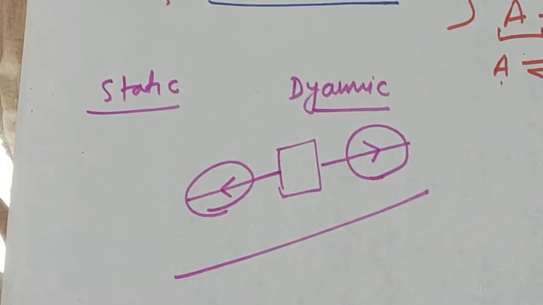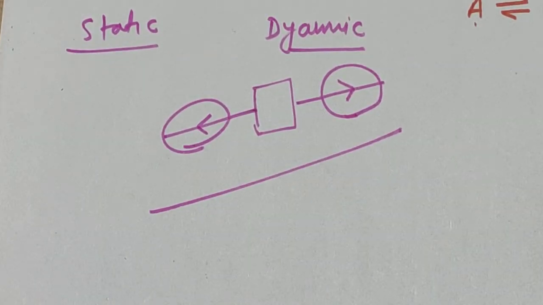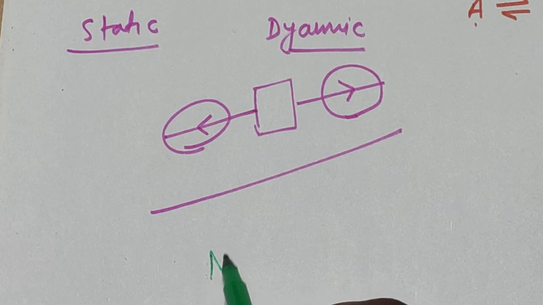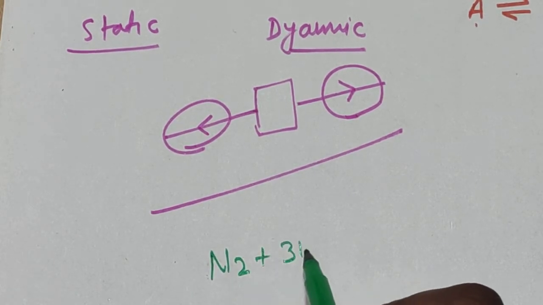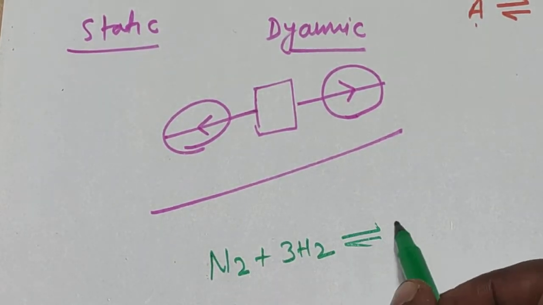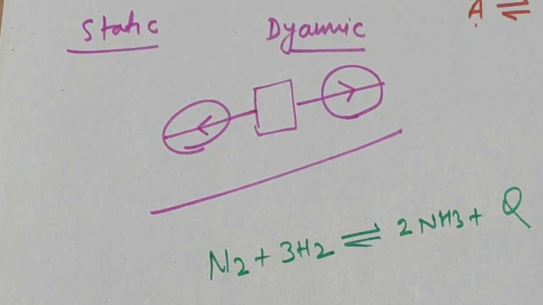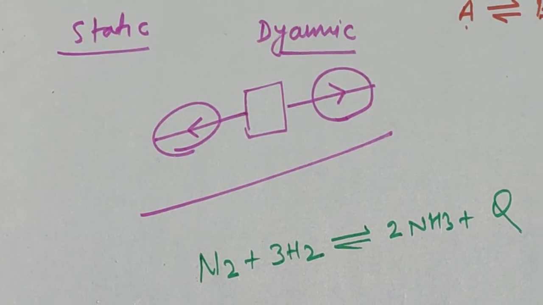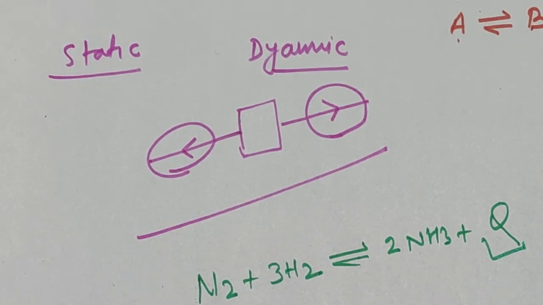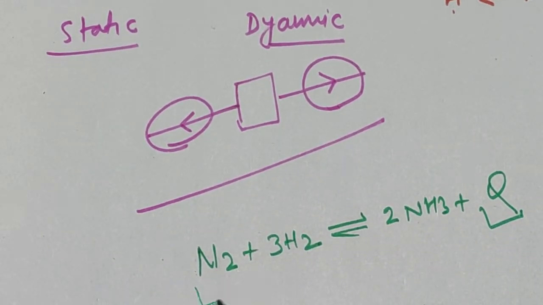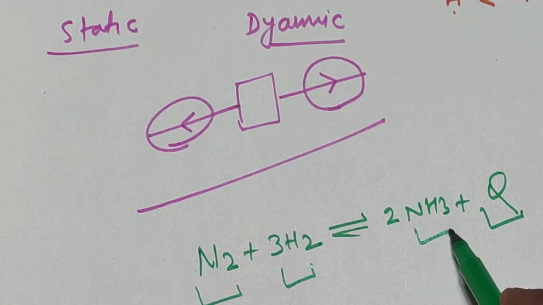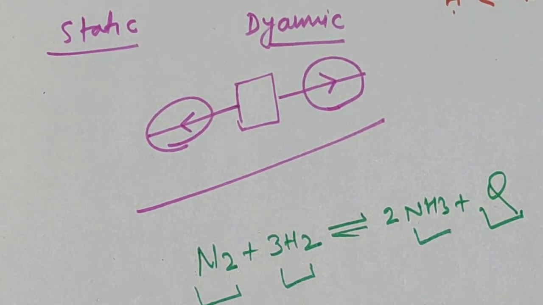For example, I'm going to write an example. This is a very common reaction: N2 plus 3H2 gives 2 moles of NH3 plus some amount of heat. This indicates heat, so I have written it like this. So let's see what will happen. Nitrogen and hydrogen will combine to form ammonia, and the ammonia will also decompose into nitrogen and hydrogen.